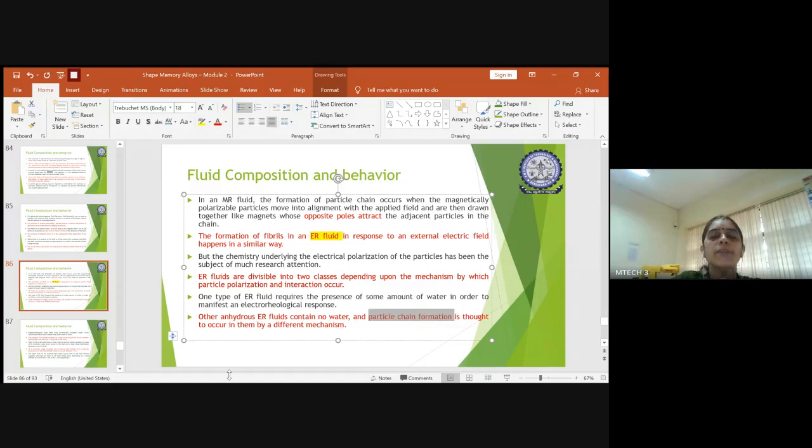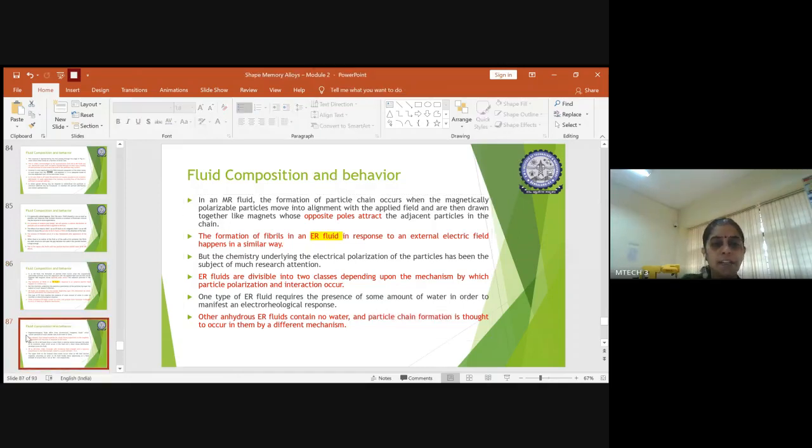Now we are speaking with respect to ER fluid only, because it is better than MR. First, we analyzed the total composition and the behavioral analysis of the smart fluid with respect to ER and MR. Since ER is better than MR, we came to classify the ER fluid into two categories: hydrous ER fluid and anhydrous ER fluid. So that's it.